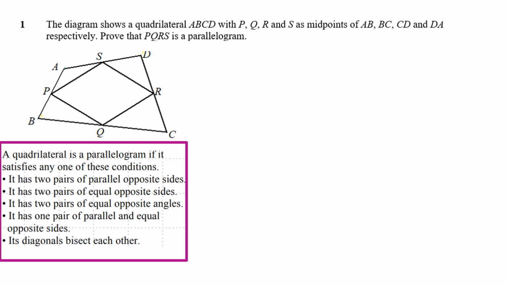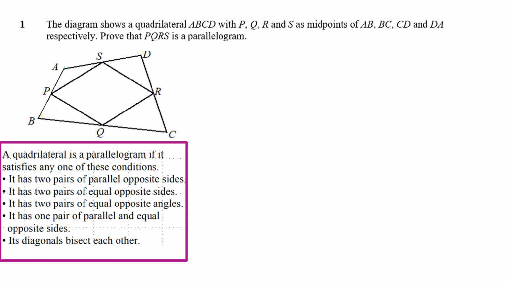Alright, so to prove something is a parallelogram, these are all the properties of a parallelogram. As long as any one of these conditions is satisfied, you have done the job of proving that the quad is a parallelogram. For example, if you have proven that this quad has two pairs of parallel opposite sides, two pairs of equal opposite sides, two pairs of equal opposite angles, one pair of parallel and equal opposite sides, or if the diagonals bisect each other, then you can safely say that the quad you are proving is a parallelogram.